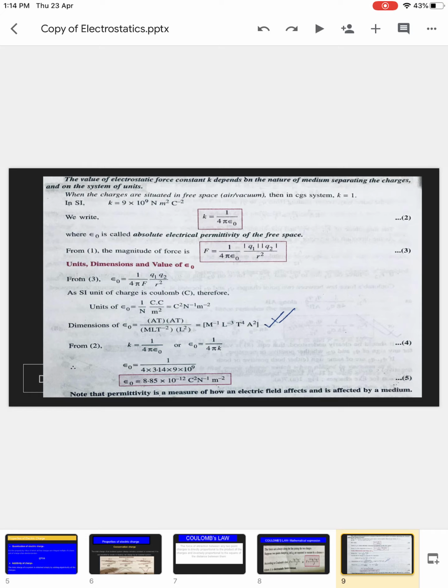If you want to calculate the SI unit of epsilon naught, then you have to use equation 3 and put the units of other quantities like force, charge and distance. After substituting all the units of these quantities, you will get the SI unit of epsilon naught. Similarly, you can determine the dimension of epsilon naught by putting the dimensions of the other quantities.